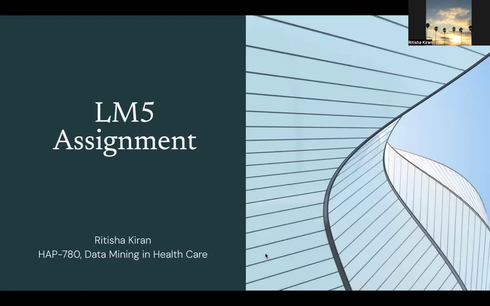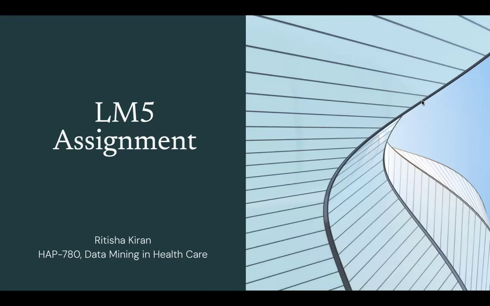Hello, everyone. My name is Ratisha Kiran, and I will be presenting my LM5 assignment today in the data mining and healthcare class. The goal of this assignment was to apply association rule mining techniques to healthcare data and understand how patterns of co-occurring diagnosis can be discovered using both SQL and WEKA.